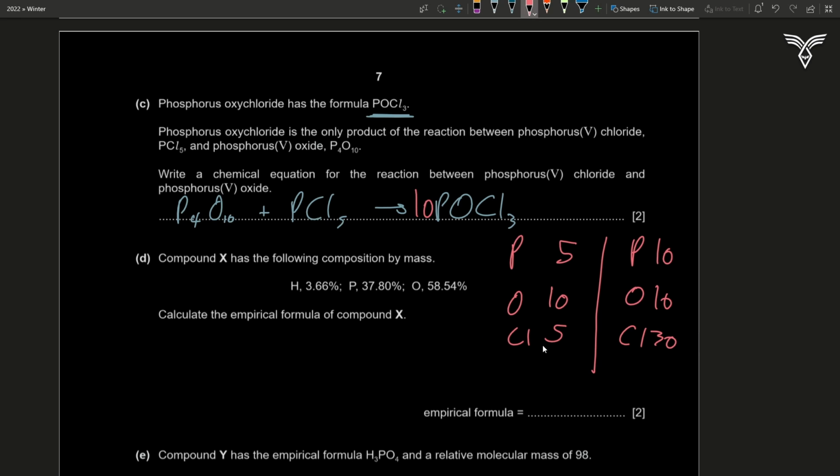عندي 30 على اليمين و5 على الشمال. طيب يبقى زود اللي على الشمال. الخمسة عشان تبقى 30 محتاجة كام؟ 30 over 5 ب 6، يبقى أنا هحط هنا 6 في 5 ب 30، يبقى أنا كده بقى عندي 30 على الشمال برضه.